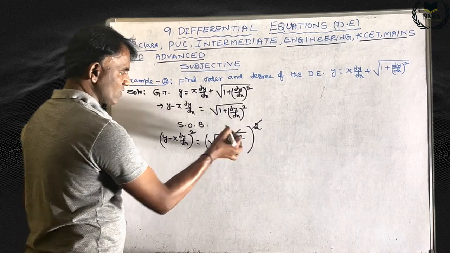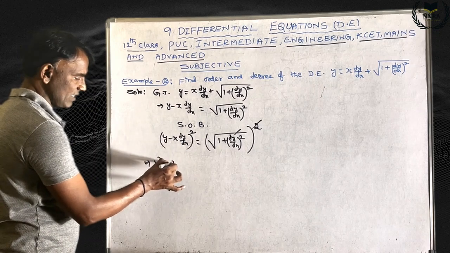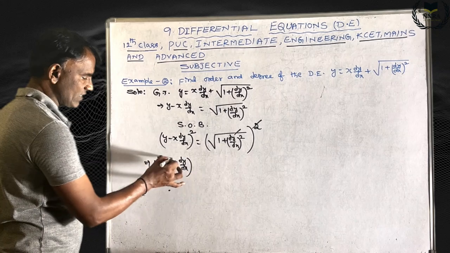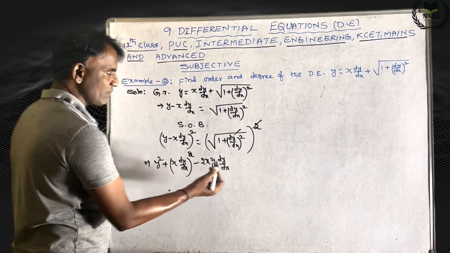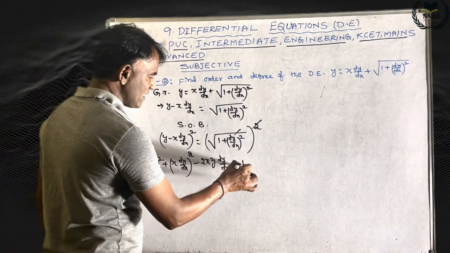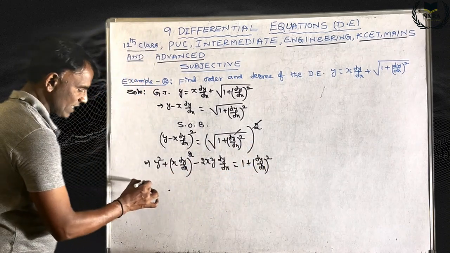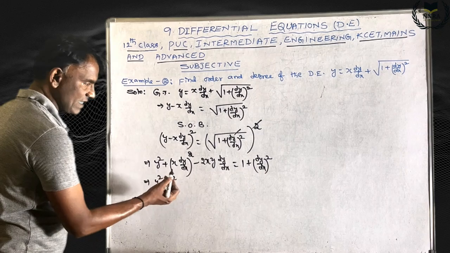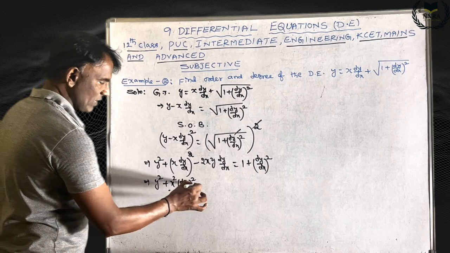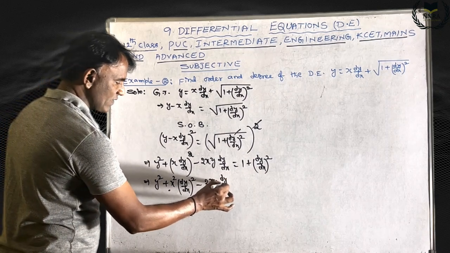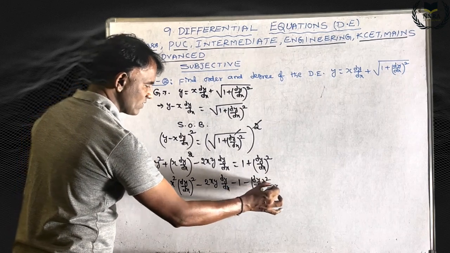Now the square root is cancelled, and this is (a minus b) whole square, that is a square, b square means (x dy by dx) whole square, minus 2ab, 2xy dy by dx, and coming to this side, that is 1 plus (dy by dx) whole square. Now how to write this? y square, and it is x square (dy by dx) whole square, right? Then minus 2xy dy by dx minus 1 minus (dy by dx) whole square equal to 0.